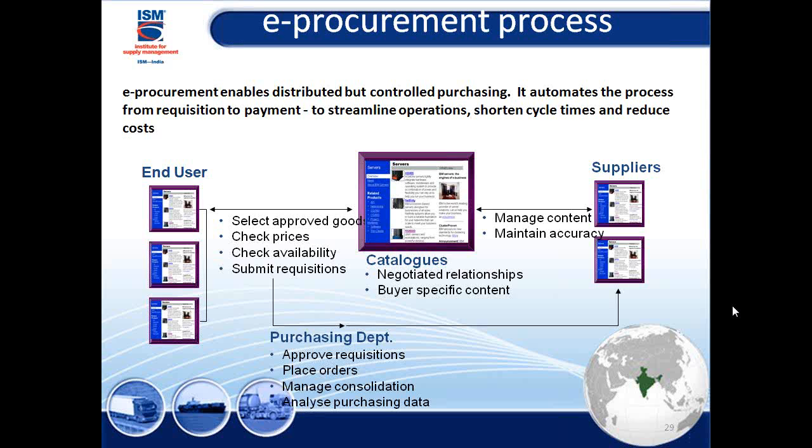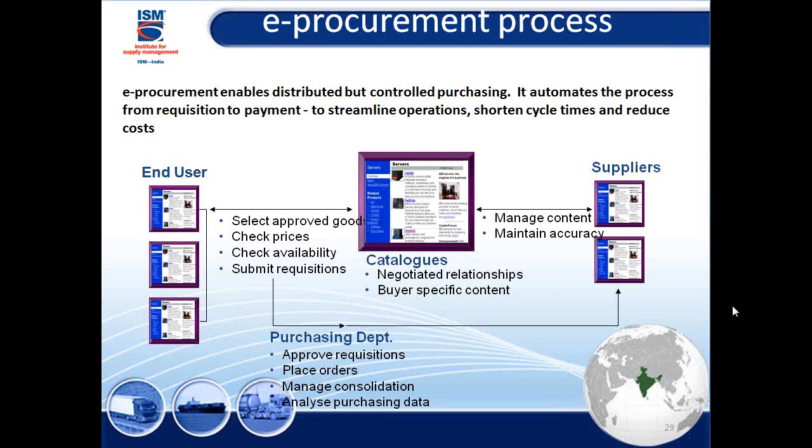So you need a catalog. Either you build your own catalog or you have suppliers, those who are your approved suppliers, who have to have the catalog. So you have end users on one side, suppliers, and then a catalog. The catalog could be an aggregated catalog or an individual one from each supplier, and then purchasing.